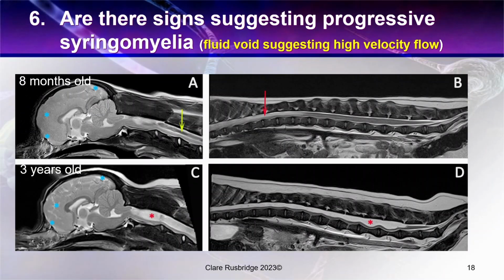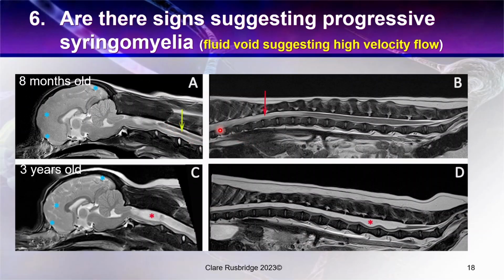So our next test is, are there signs that suggest progressive syringomyelia? So in this dog, she's 8 months old, we can see that there is much effacement of the gyra. We can't see that CSF signal at all. She's got a quite dramatic cerebellar herniation here. And very importantly, we can see a fluid void because of fast moving CSF in that spinal syrinx.